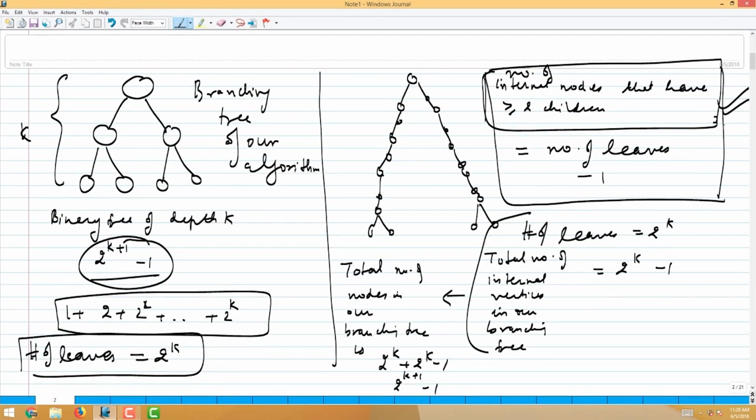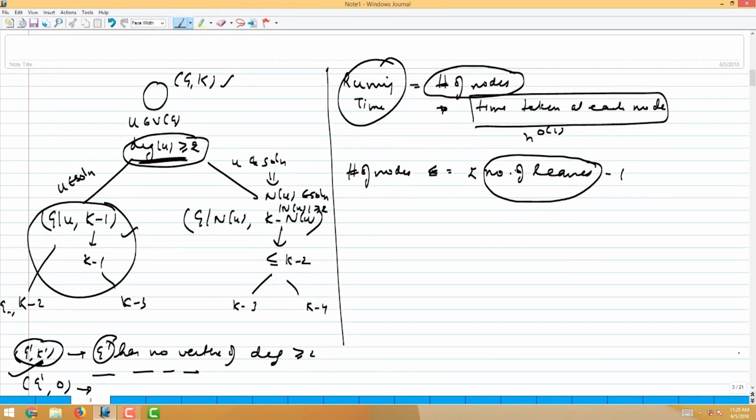So basically to compute the running time of the branching algorithm, all we need to do is bound the number of leaves in this branching tree, right? So I mean, how do you think, how can you bound the number of leaves in this branching tree? Again, try to write some sort of a recurrence to do that.